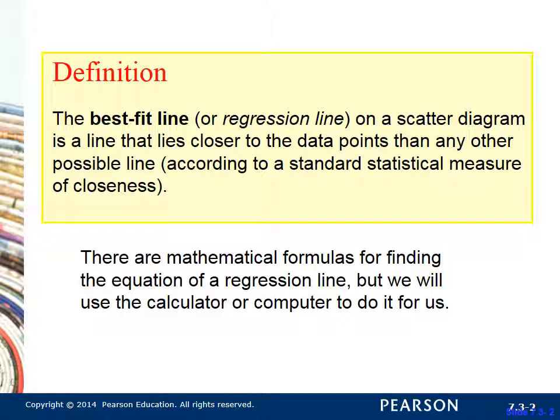In other words, we're going to be drawing a line. We can visually draw it by taking a ruler if I have a scatter plot, or I have a graphing calculator video that shows you how to do it right on the graphing calculator. There are mathematical formulas for finding the equation of that regression line, and that's what we're going to skip. They're very long and nasty. We will use the calculator or computer to do it for us. So please have your TI 83 or 84 ready for use. We will be using it at the end of the lesson.